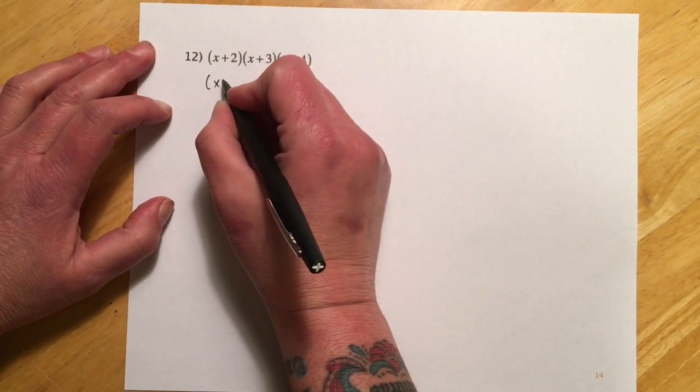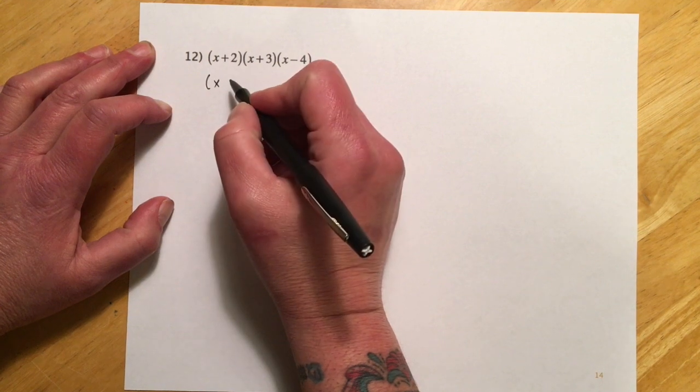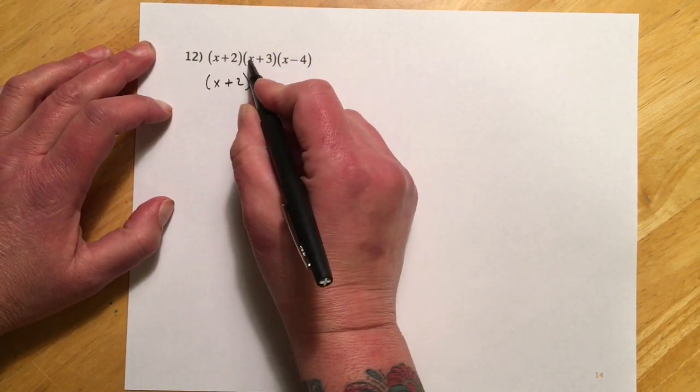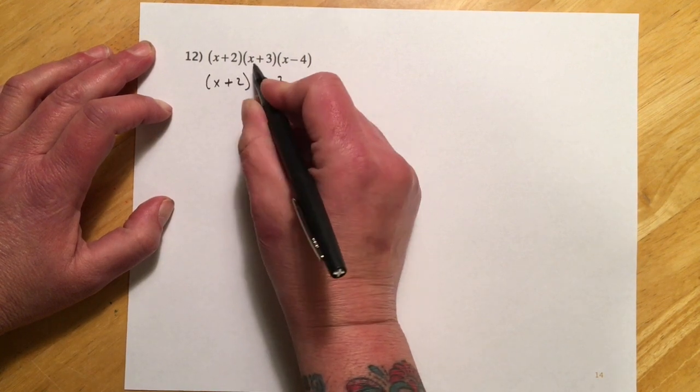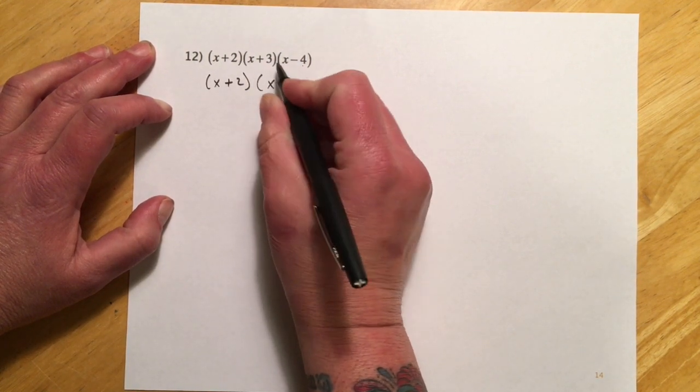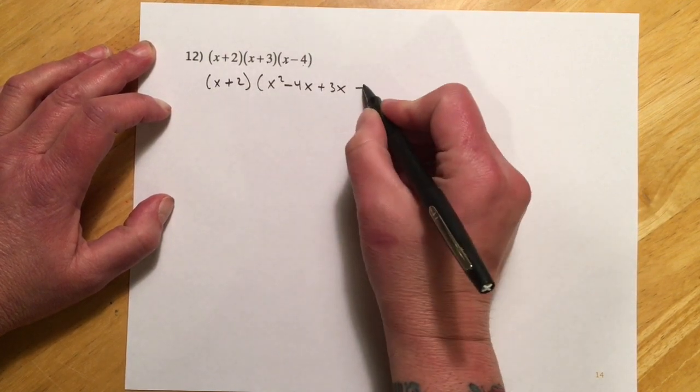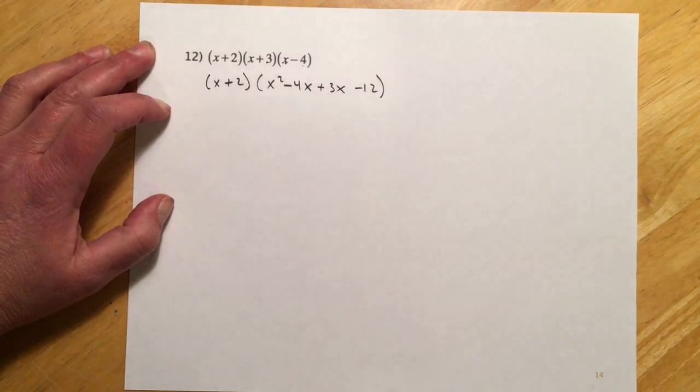But I could totally do this too. Maybe I should show that. No, I really hate it. I'm going to do these two first. Okay, so x times x, x squared. And then negative 4x. On the inside, I get a 3x. And the last, I get negative 12, or minus 12.